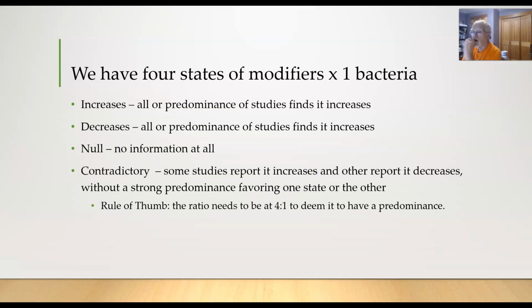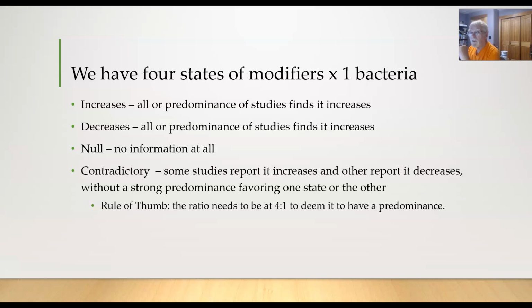We have 4 states basically happening. We have things that increase: all the predominant studies say they increase. We have decreases: again, all the predominant studies find that it decreases. We have no information. We have no information on how inulin impacts a specific bacteria. Nobody studied it, or if they have studied it, they didn't find any statistical significance with its impact. And then we have contradictory, where some report it increases and some report it decreases.